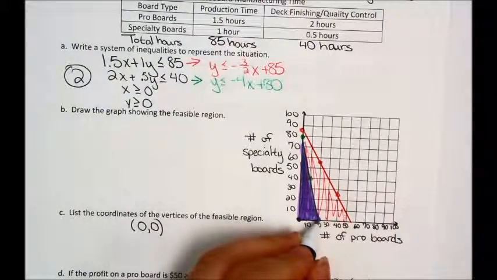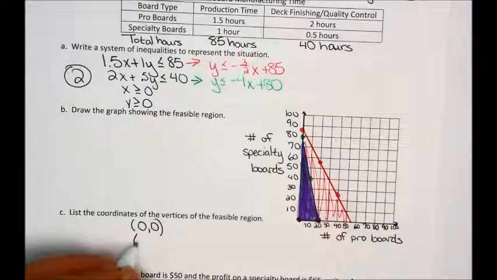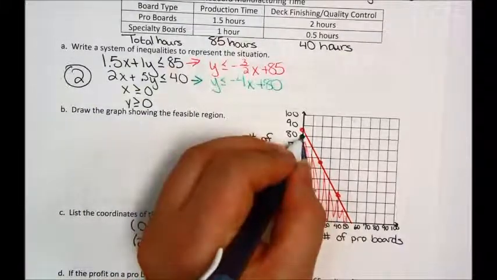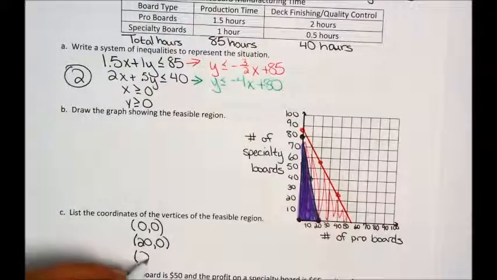To find this vertex, I can put the two equations, y is equal to negative 4x plus 80, that's the green equation, and my hidden inequality, y is equal to 0, into my calculator and use the intersect tool to find what my vertex is. When I do that, I get 20, 0. My final vertex is also at my y-intercept of the green equation, 0, 80.